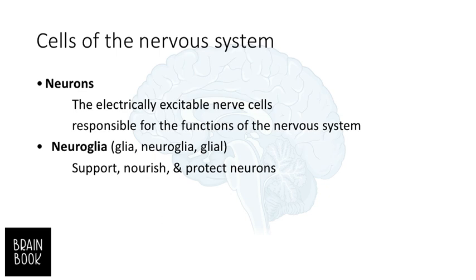As you may know, the nervous system has different groups of cells. These cells are put into different groups: the neurons, that are electrically excitable nerve cells, and they are responsible for the function of the nervous system, and neuroglia, that are cells that are called glia or glial cells. These cells have a supportive effect for neurons, and they nourish and protect neurons in our nervous system.